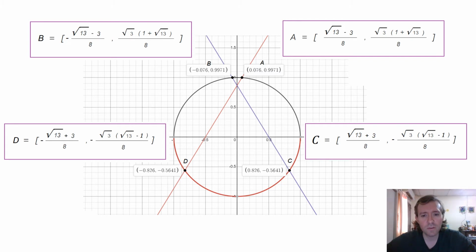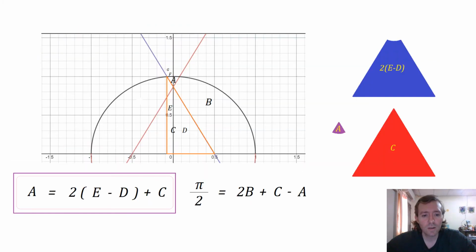And what do we do after this? What do we do after we know the intersection points? What can we do with those points? Well, we can sit down and we can define various areas out of pi over 2, which is going to be the area of the top half of the unit circle. And basically right off the top we get these two, or not right off the top, but maybe the first equation is a little bit less obvious. The second one, pi over 2, is going to be equal to 2b plus c minus a.